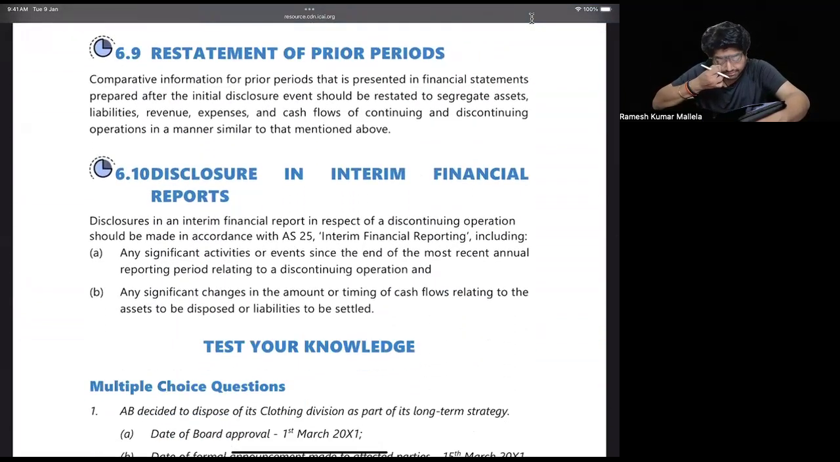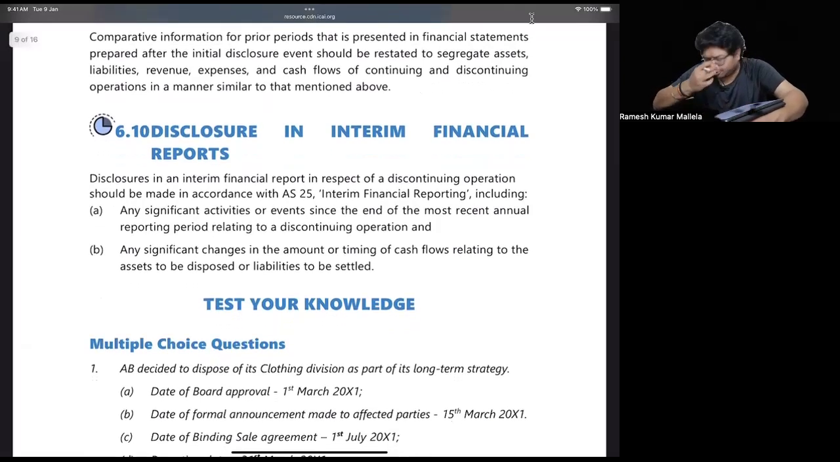Then restatement of prior periods. What we will have to do is, if at all there is anything which is related to previous periods and it comes as part of this particular discontinuing operations, that also has to be carefully observed and shown under continuing or discontinuing operations separately. Okay. And interim financial reports, which is the next standard we are going to see, in that also you have to adopt the same methodology.